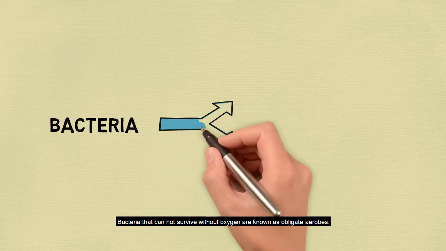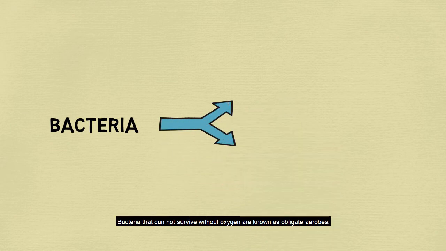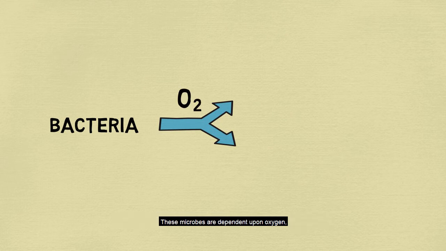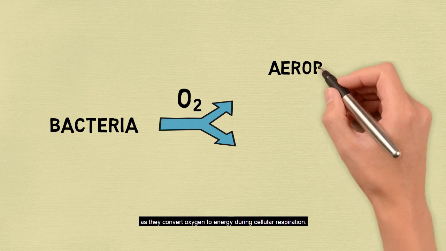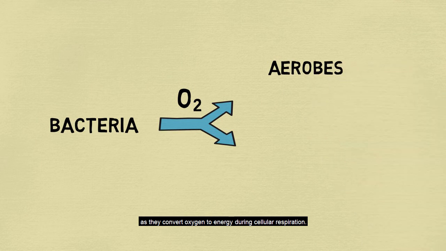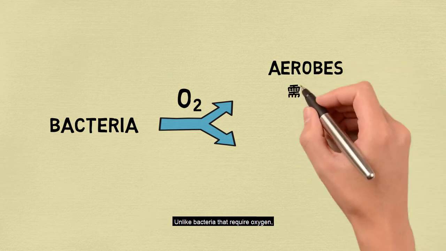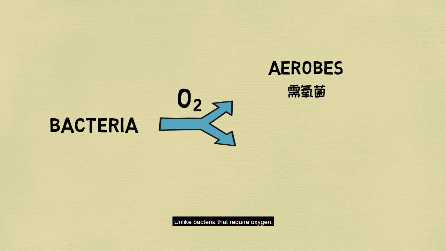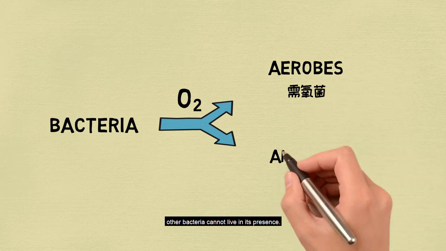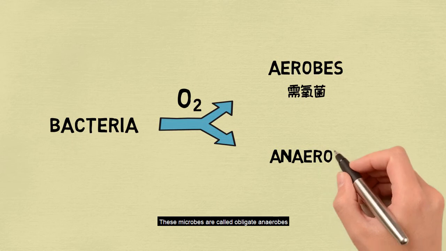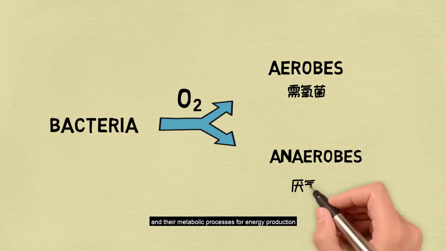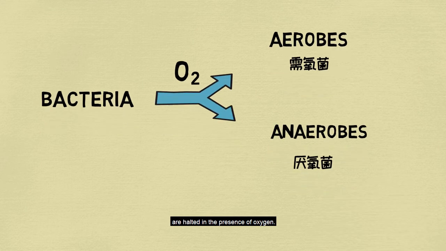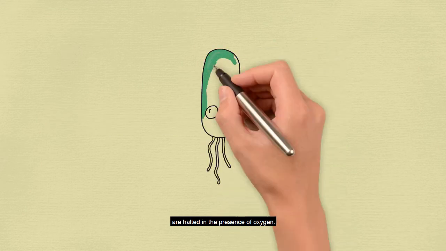Bacteria that cannot survive without oxygen are known as obligate aerobes. These microbes are dependent upon oxygen, as they convert oxygen to energy during cellular respiration. Unlike bacteria that require oxygen, other bacteria cannot live in its presence. These microbes are called obligate anaerobes, and their metabolic processes for energy production are halted in the presence of oxygen.